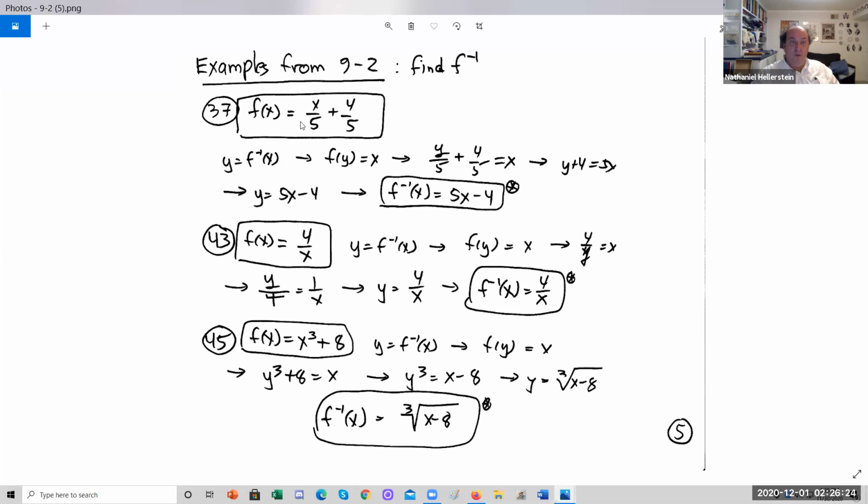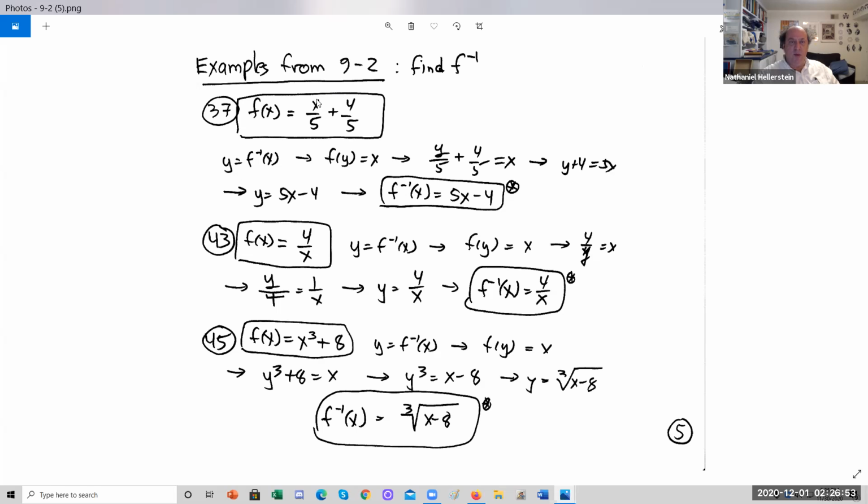So in each of these examples, find an expression for f inverse. Your f is x over 5 plus 4 over 5, so find the inverse. So if y equals f inverse and f of y equals x, so y over 5 plus 4 over 5 equals x. And then let's multiply throughout by 5 and get y plus 4 equals 5x. Subtract 4, y equals 5x minus 4. So the inverse function is 5x minus 4.